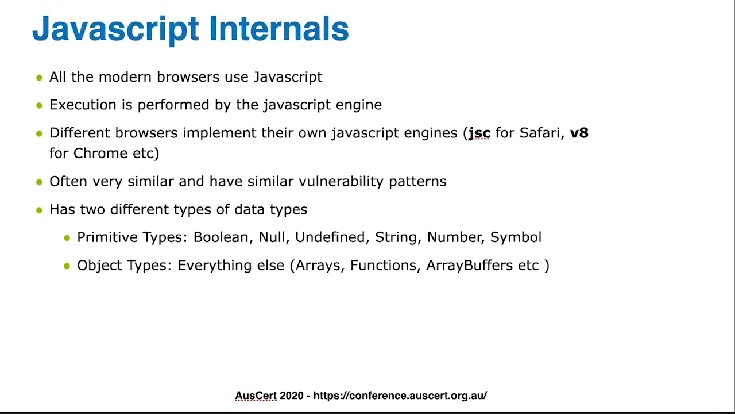Talking about JavaScript, all the modern browsers are using JavaScript, and it has two different kinds of data types, one of which is primitive types and the other is object types. Different browsers implement their own JavaScript engine. For example, for Safari we have JavaScriptCore, and for Chrome we have V8. However, the vulnerabilities exploited are very similar. For example, if you have a type confusion vulnerability in JavaScriptCore, the exploitation would be very similar to exploiting the same vulnerability on V8.